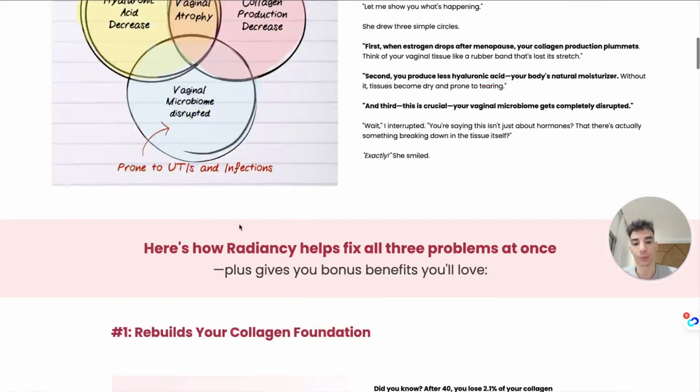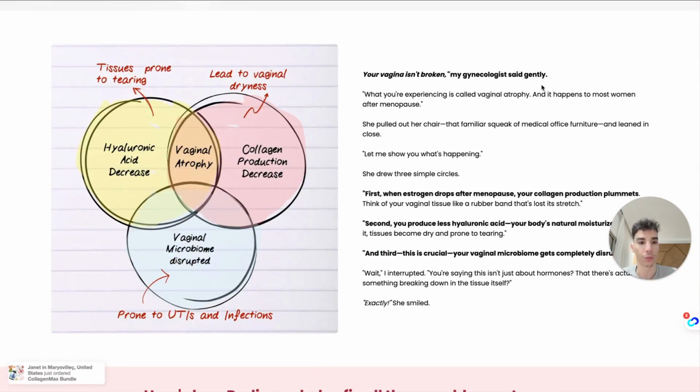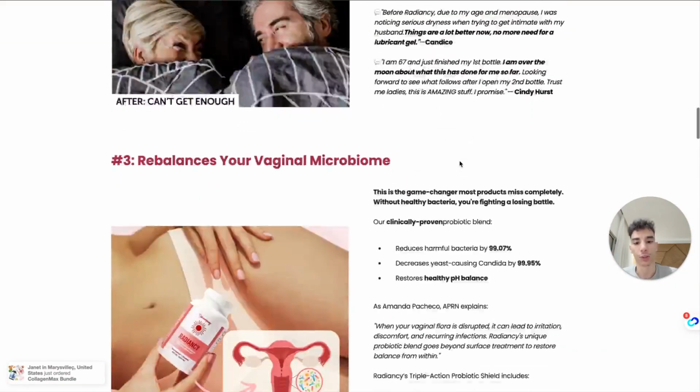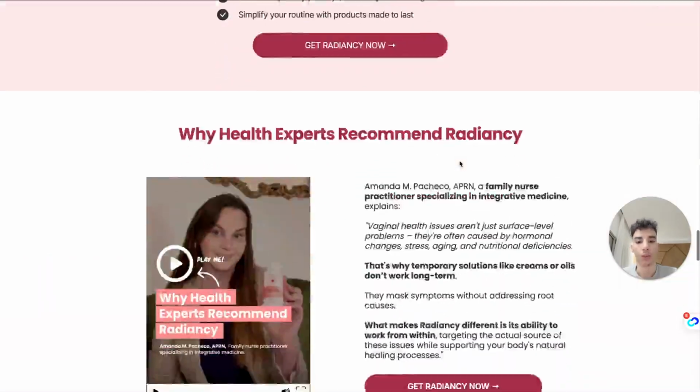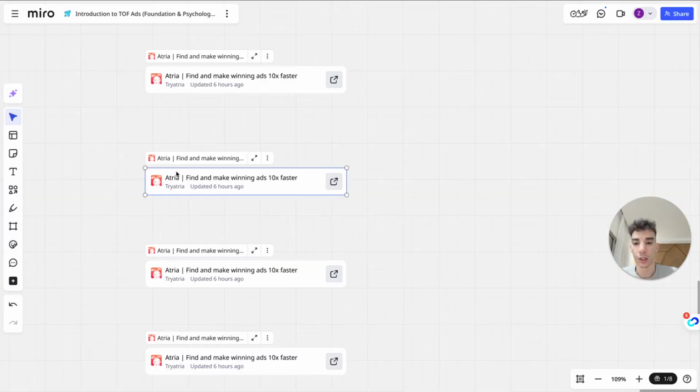Then they start talking about the products, the listicles about it. Then start talking about the issue as listicles. Then boom, you can get the products. And this is almost like ugly image ads. Let me show you another ugly image ad.